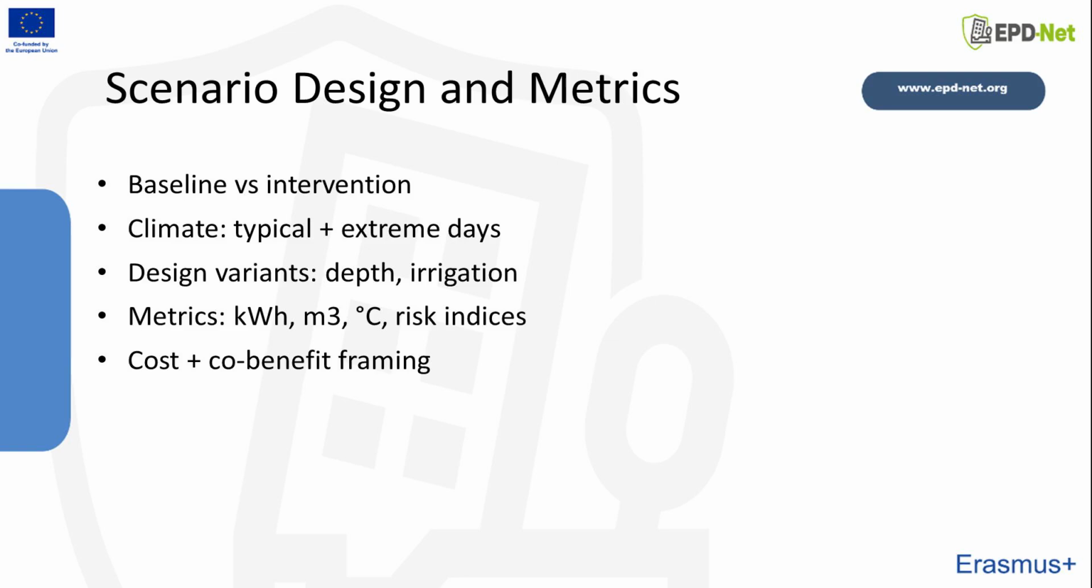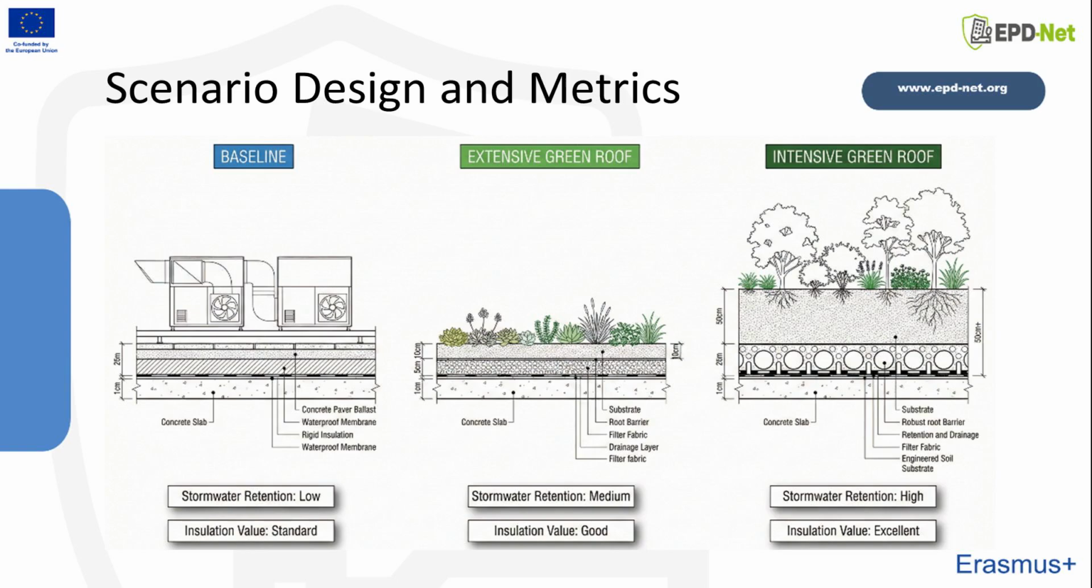Scenario design is where you turn tools into policy-relevant evidence. Start with a baseline that reflects current roofs and current climate. Define interventions as a set of alternatives: coverage rates, substrate depths, irrigation strategies, and maintenance assumptions. Include extremes, such as heat waves or high-intensity storms, because those events drive risk. Choose metrics that match the decision: kilowatt hours, peak demand, cubic meters of runoff avoided, time to peak delay, or simple risk indices. When costs are part of the decision, present co-benefits and avoided damages, but keep the uncertainty explicit and avoid pretending you can monetize everything with high confidence.